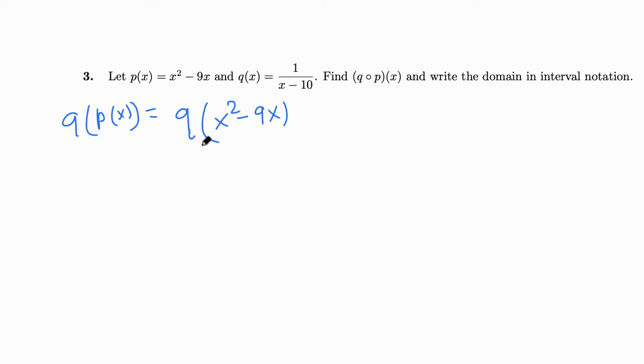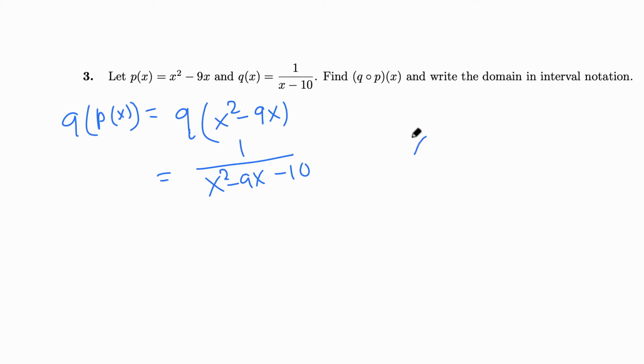Okay, this is Q. And x squared minus 9x is a polynomial, so there is no restriction in domain. The domain would be all real numbers, so we don't have any restrictions here. Move on. Q of input, look at here, Q of input is 1 over input minus 10. So Q of this is 1 over this x squared minus 9x input minus 10. And that's it.